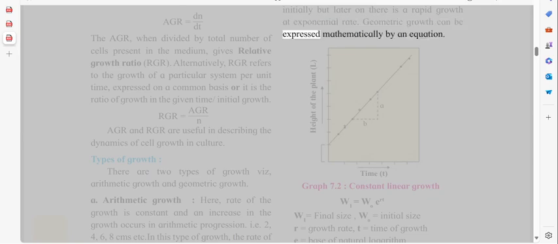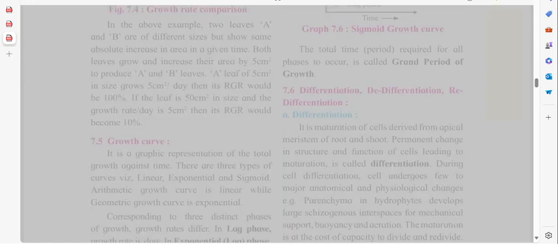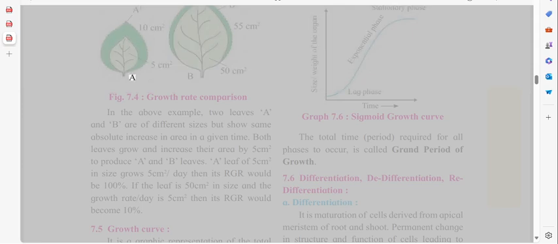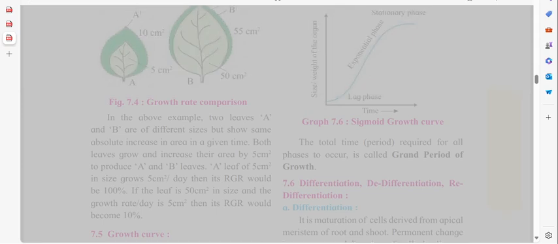Geometric growth can be expressed mathematically by an equation. Fig. 7.4, growth rate comparison. A1, A, 10 cm2. B1, 55 cm2, 5 cm2, B, 50 cm2. The total time period required for all phases to occur is called grand period of growth.